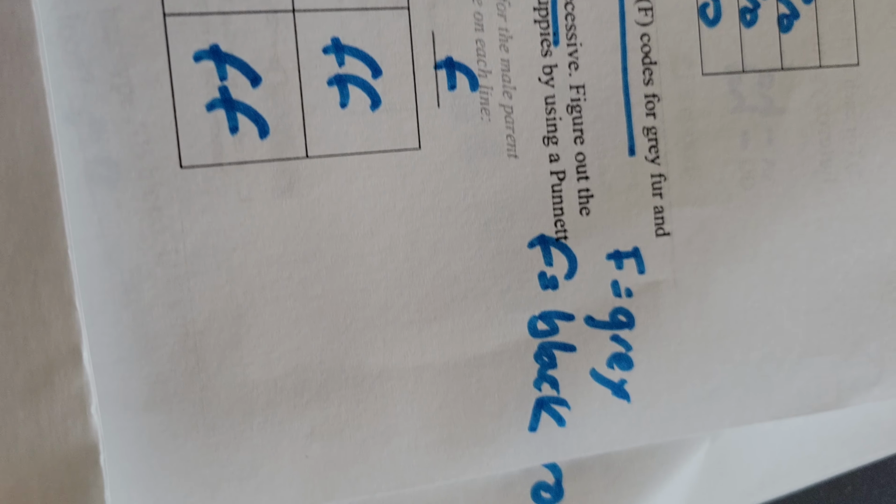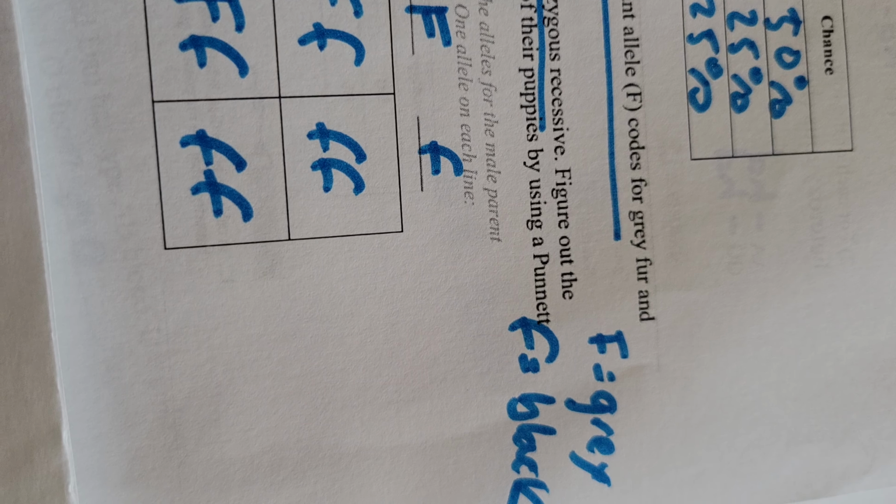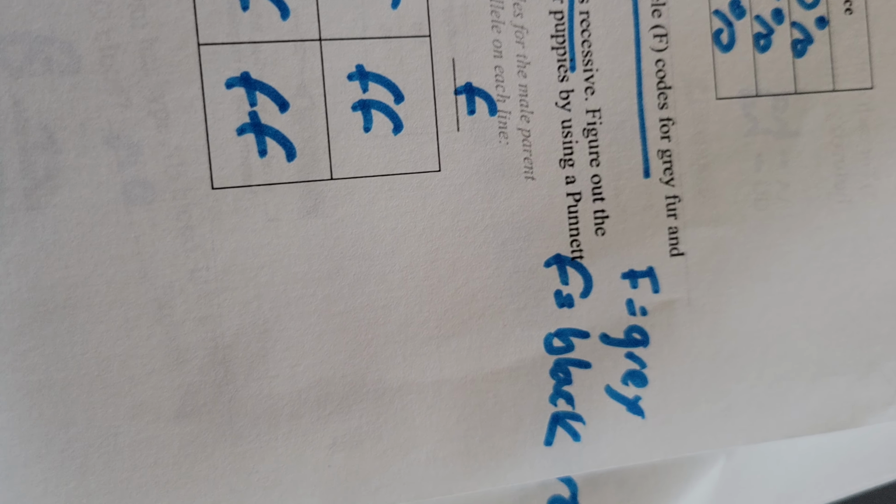I like to put a key off to the side. Up on that first sentence, it'll tell you that gray is dominant and black is recessive. So make any changes. Feel free to pause at any point.